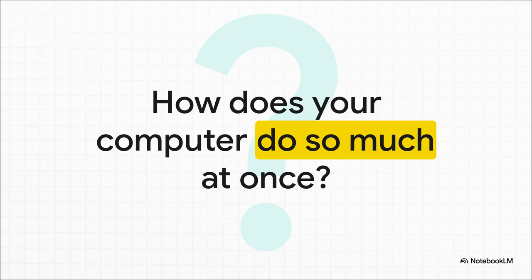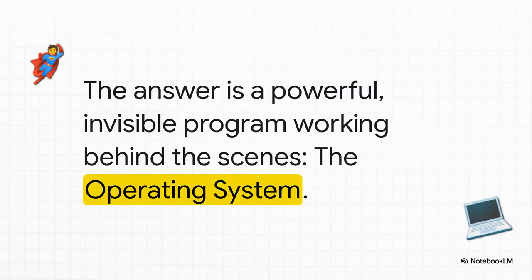You've got music playing, maybe a dozen different tabs open, you're typing out an email, but your computer only has a few main brains, a few CPUs. How on earth can it do so much, all at once? Well, the answer is this incredible unsung hero working tirelessly behind the scenes. It's the master conductor of the orchestra, it's the traffic cop at the busiest intersection you can imagine, it's the ultimate manager of everything happening inside your machine. And we call it the operating system, or OS for short.